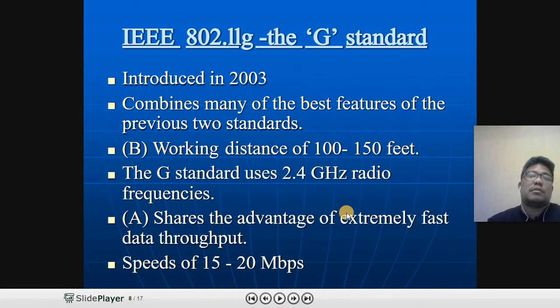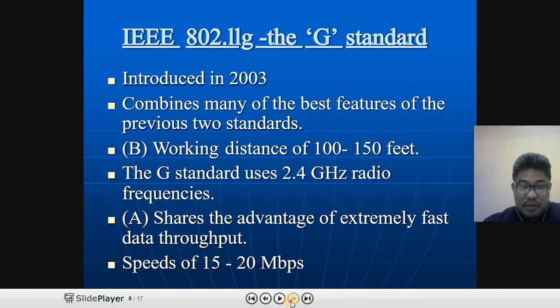Next, the last one, G standard, introduced in 2003. Okay, mas bago-bago. Combines many of the best features of previous two standards. 100 to 150 feet, 2.4 GHz para sa ibang devices sa cloud niya. Shares the advantage of extremely fast data throughput and speeds of up to 54 Mbps. Si Globe may option kung ikaw ay B standard or mag-G standard ka. I don't know sa PLDT.